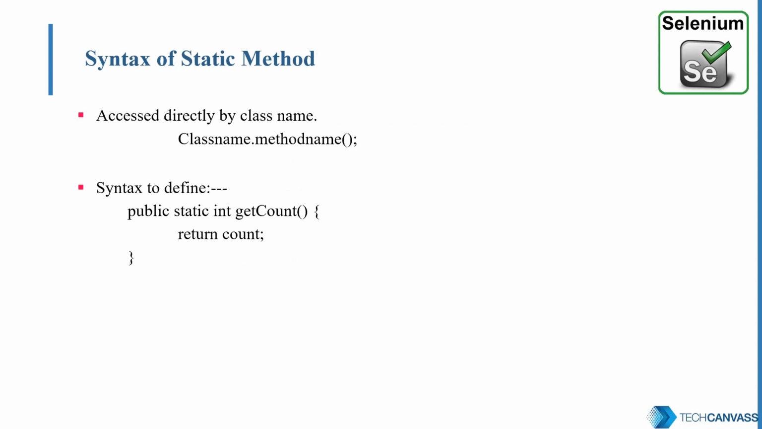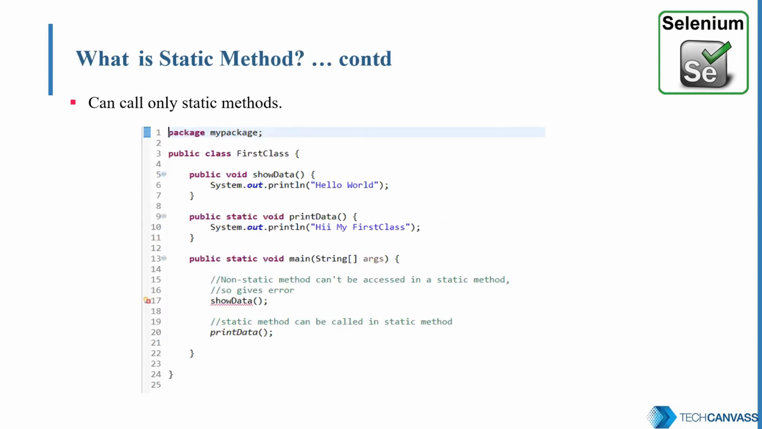Let's see the syntax of a static method. If we want to define a static method, we have to use the static keyword in the method definition. And how can we access it? Just by using the class name dot method name. A static method can call only other static methods and not non-static methods.